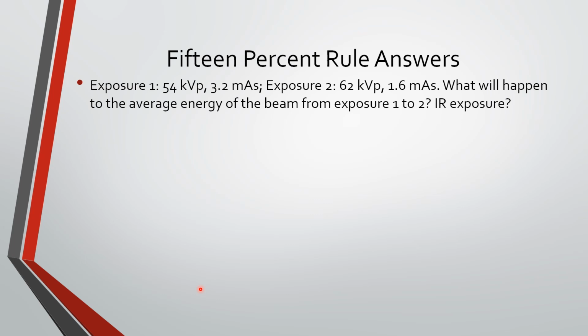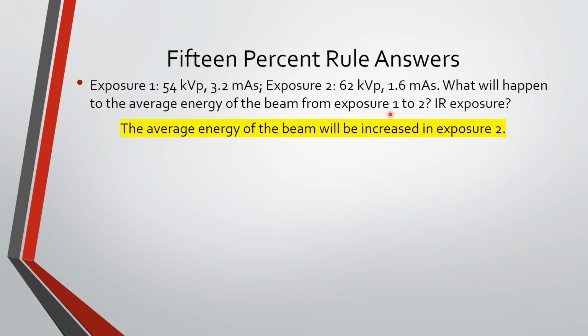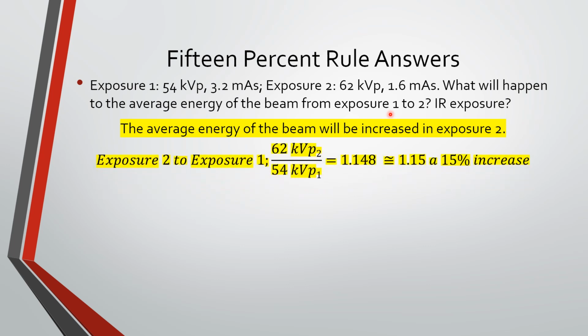And then it's also asking about the IR exposure. I hope, right off the bat, from exposure 1 to exposure 2, you have the answer for the average energy of the beam. Exposure 2 is going to have a higher average energy, because the only thing that we know is changing here is the kVp going up, so the average energy is going to be higher. Now IR exposure. The average energy of the beam will be increased in exposure 2, as we said, so we need to go ahead and compare the exposure to the IR.